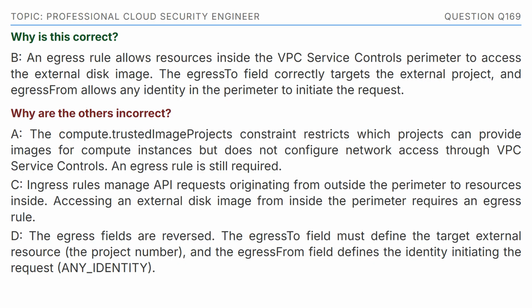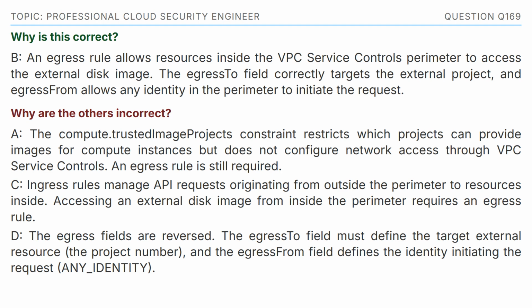A. The compute.trustedImageProjects constraint restricts which projects can provide images for compute instances but does not configure network access through VPC Service Controls. An egress rule is still required. C. Ingress rules manage API requests originating from outside the perimeter to resources inside. Accessing an external disk image from inside the perimeter requires an egress rule.